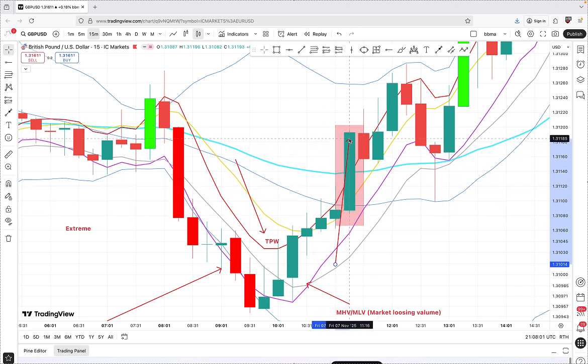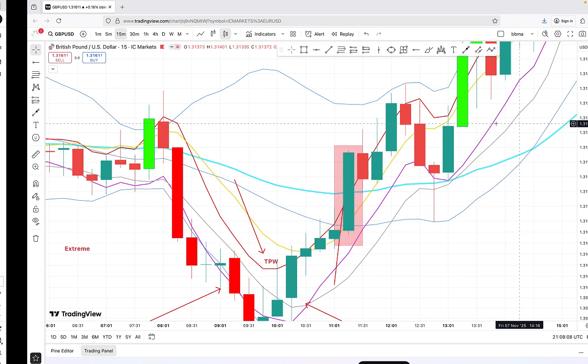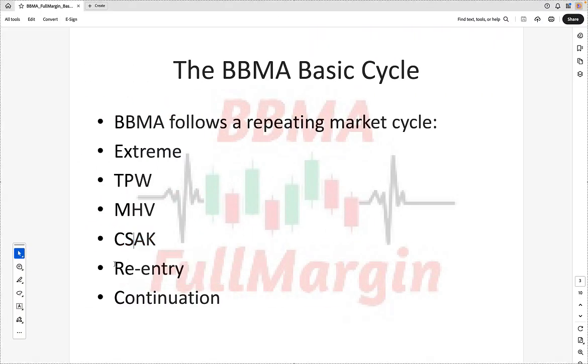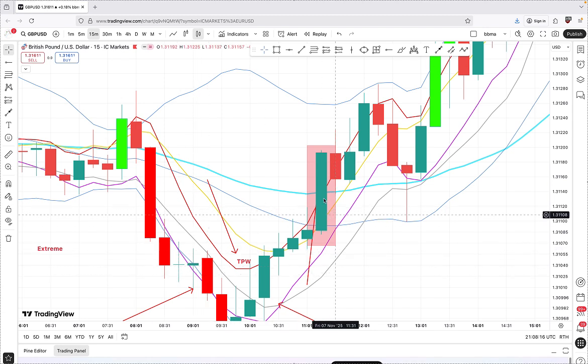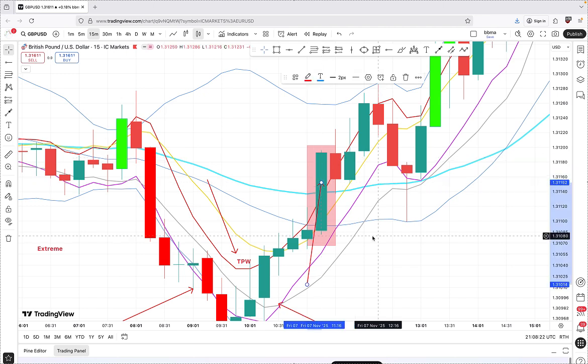After it breaks, the market comes to MA510 low for re-entry. So after the CSAK, MA510 low is the re-entry. Make sure you remember what is CSAK. It breaks MA510 high and mid BB, that is CSAK.